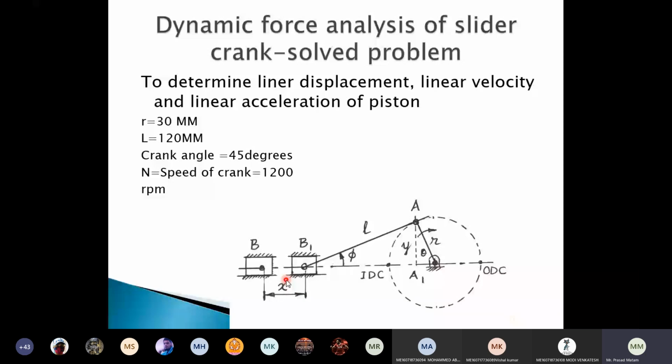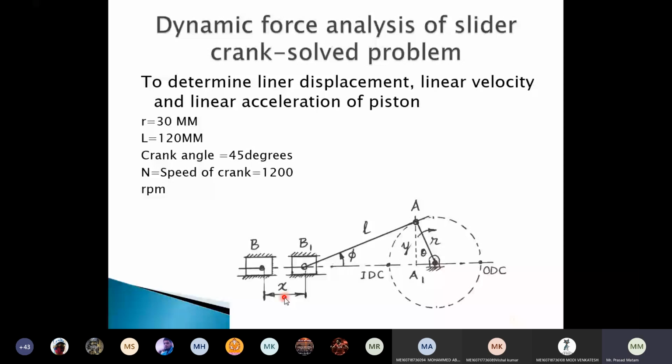This is the given data. They have given the length of the crank or crank radius, which is 30 mm, length of the connecting rod L, which is equal to 120 mm, crank angle theta equals to 45 degrees, speed of the crank rotates at 1200 RPM. With this given data, you are supposed to find what is the displacement x, what is the velocity of the piston, and what is the acceleration of the piston. For this, we have the formulas. In the problem, I will use the formulas. Just after solving this problem, I will show how I am deriving the displacement, the velocity, and the acceleration. I will show the video regarding that.